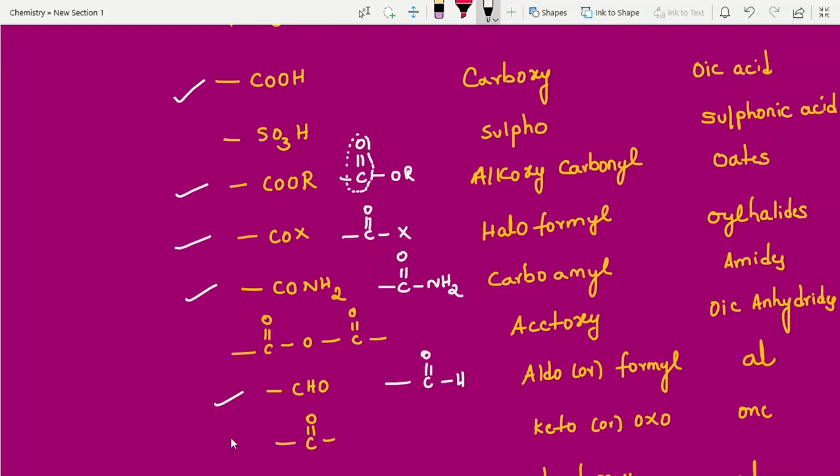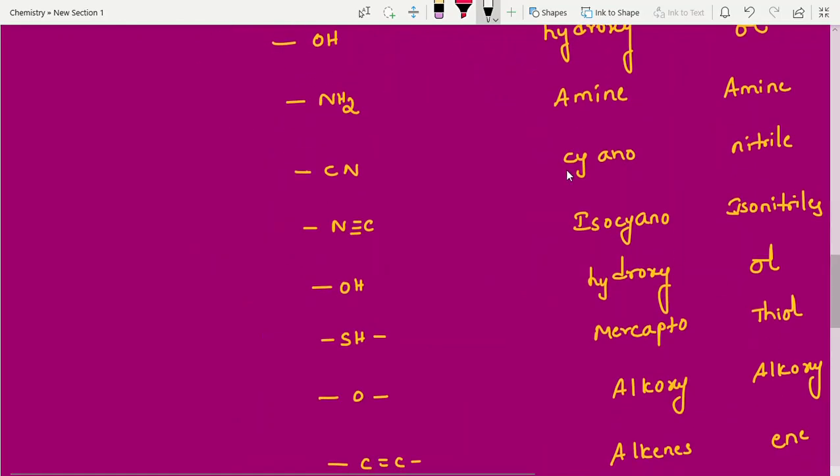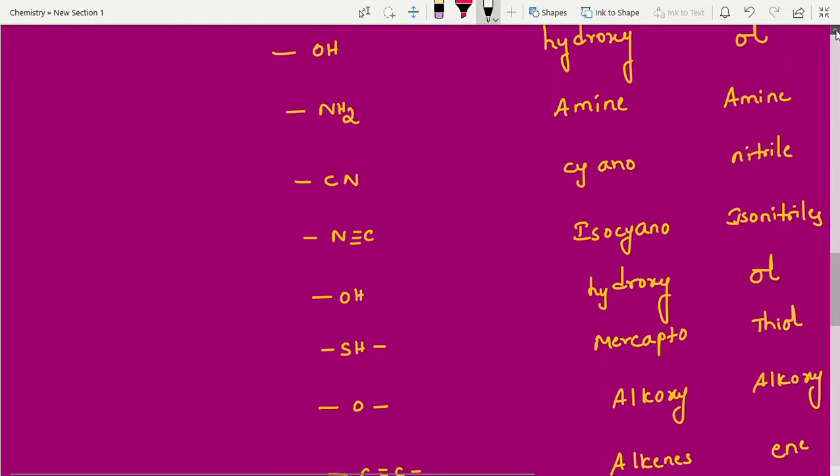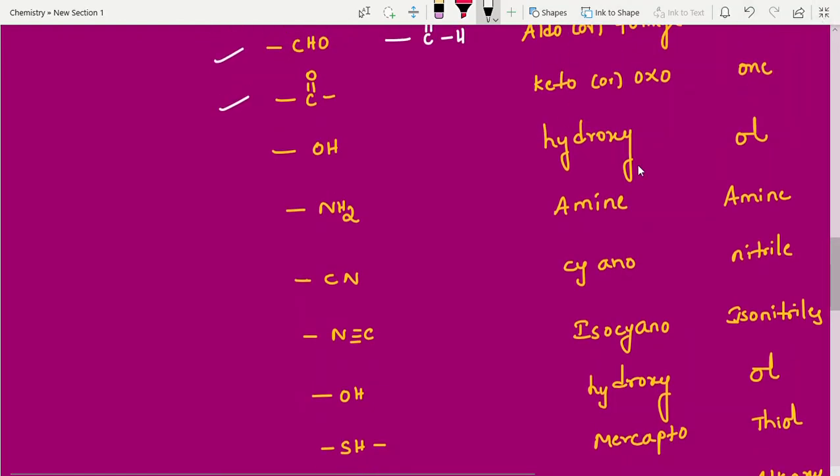Next, aldehydes and ketones. For the aldehyde group, the prefix name is aldo or formyl, and the suffix name is al. I will take different examples and explain; at that time you will come to know. But if you know the minimum rules, then it is easy. Next, the OH group: prefix name hydroxy, suffix name ol.